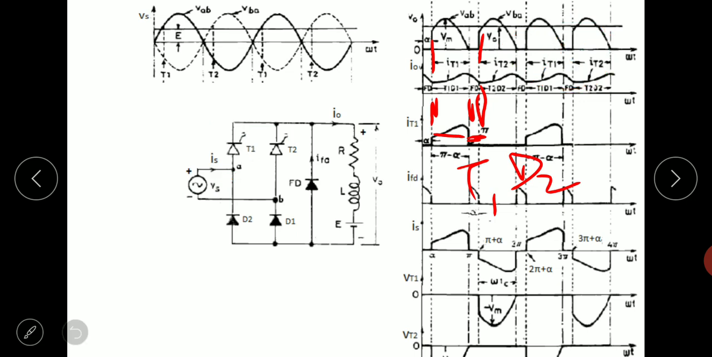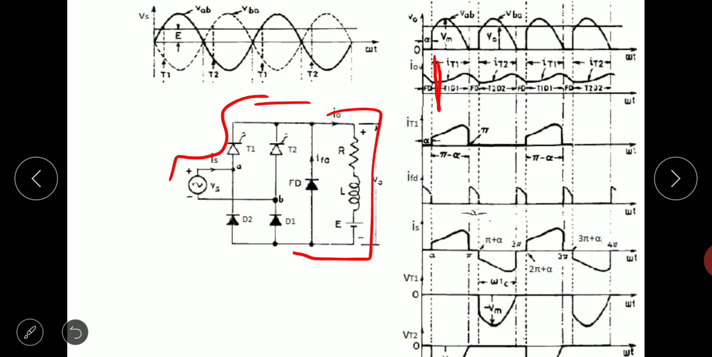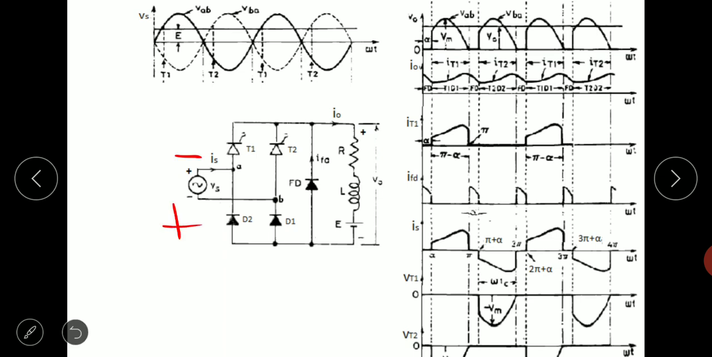Now if we have connected a freewheeling diode, let us see what happens. We have a freewheeling diode in this case. Now we have triggered our thyristor at an angle alpha. Current was flowing through thyristor T1 and diode D1 like this till omega t is equal to pi. Soon after omega t is equal to pi, what happens? Just after omega t is equal to pi, this polarity becomes reversed.